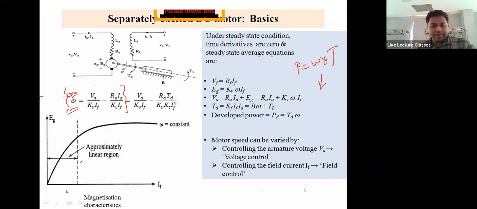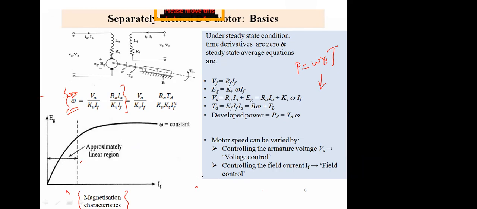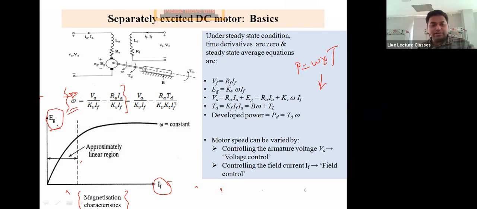Now comes the magnetic characteristics, the magnetization characteristics. It is the graph between IF and E, that is the generated EMF or the back EMF. It's essentially this type of graph. If you give an AC voltage, it would start following the BH curve. However, because we are not giving AC, we are giving DC and slowly increasing it, that's why it is a graph like this.